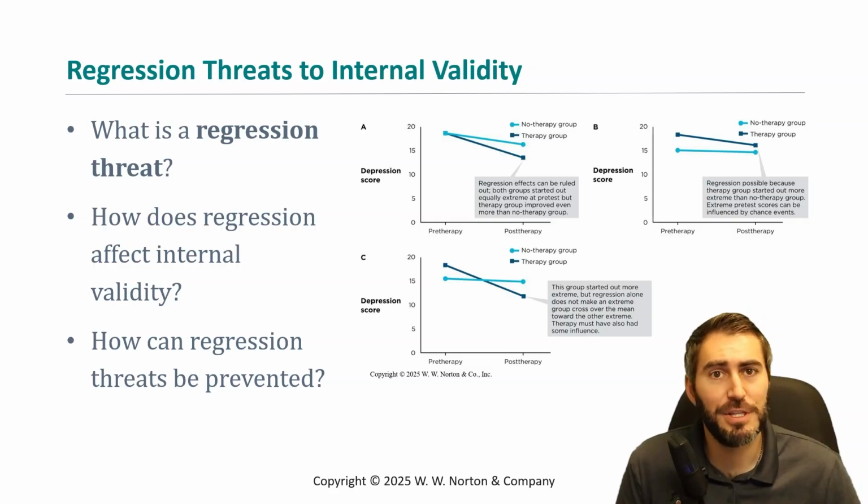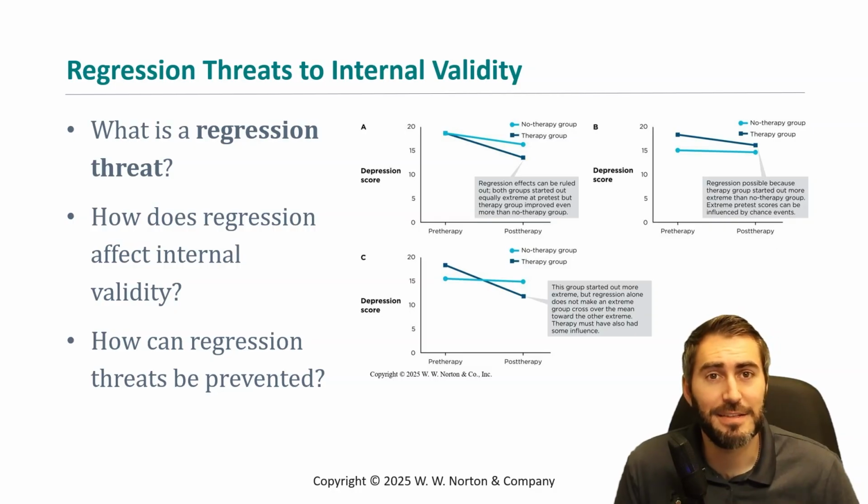Graph B shows the possibility of a regression threat because the two groups don't start out with equal depression scores at pretest. The therapy group is more depressed. At post-test, the therapy group's level of depression has declined from the level at the time of the pretest, but it's still greater than that of the no therapy group. Therefore, it's not clear whether the decline occurred because of statistical regression or because of the treatment.